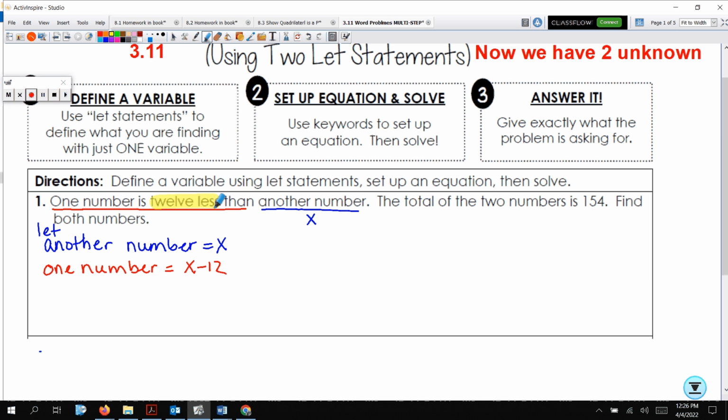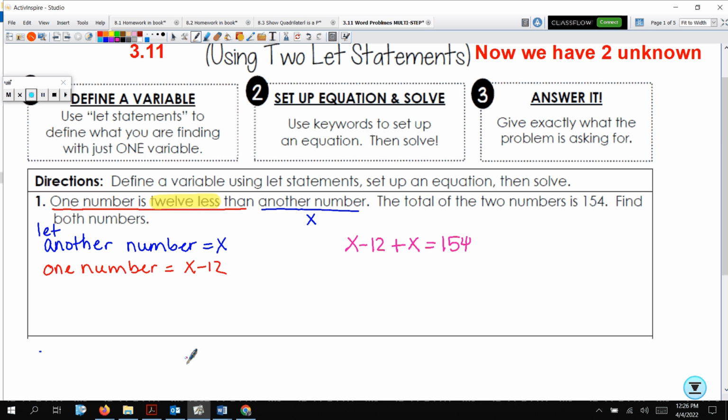Then we keep reading to find what we're going to set it equal to. The total of the two numbers is 154. Well, total means I'm going to add. So I'm going to take one number, x minus 12, and add another number, that's x, and set it equal to 154. Right, now this is an equation.